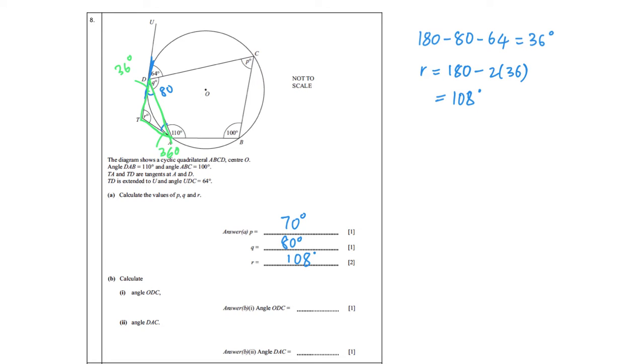Okay, and angle ODC. Where's ODC? Maybe we can erase this first. Okay, ODC. We are making a triangle here, and O is the center. This is of course a radius. So how do we find ODC? We are looking for the angle here.